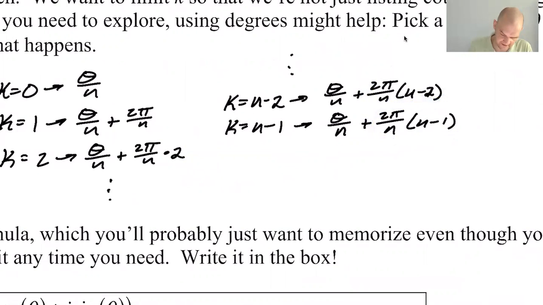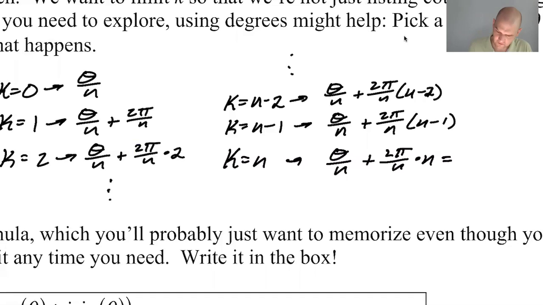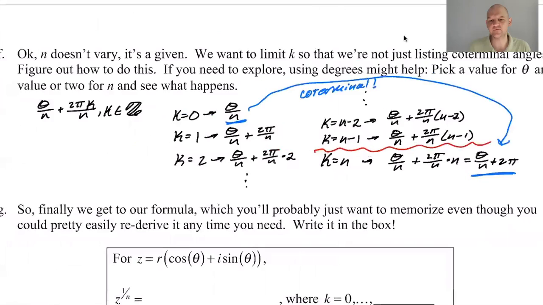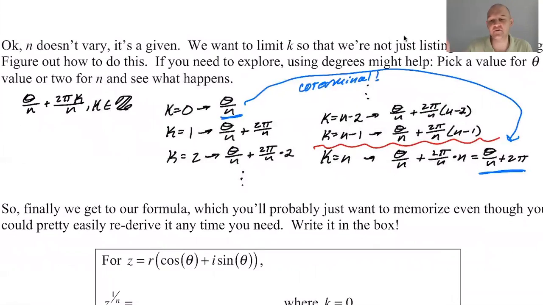If k is equal to n, then I'll get theta over n plus 2 pi over n times n, which is theta over n plus 2 pi. This and this are coterminal. So that's not a new unique representation, so we should stop before we get there. What we're going to do is let k go from 0 up to n minus 1. So if you're finding the 8th roots, you're going to go from 0 to 7.